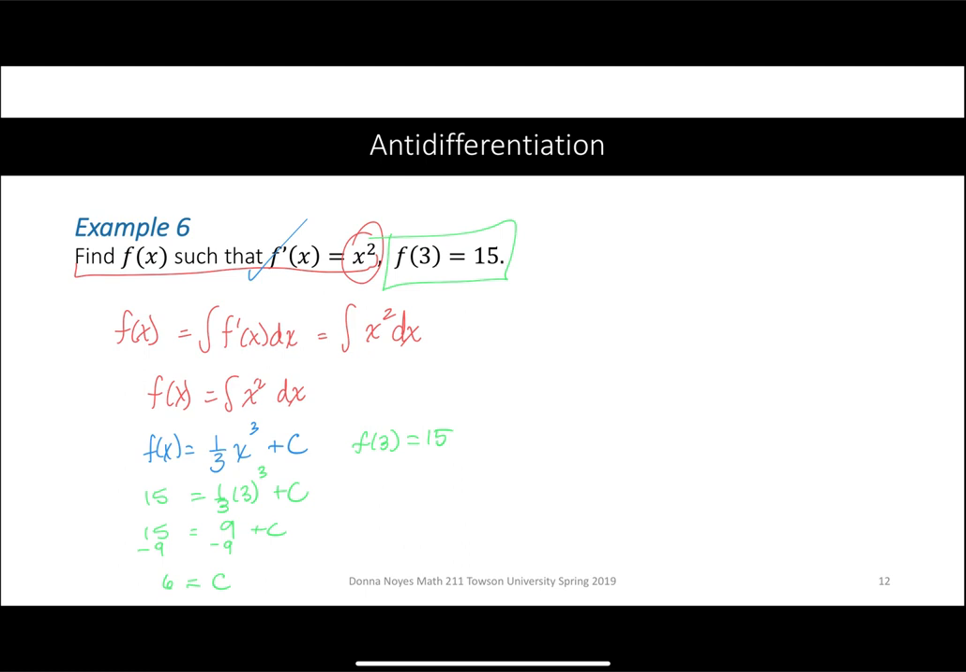So our overall solution to this problem would be 1/3 x cubed plus c, which is now 6. So 1/3 x cubed plus 6.